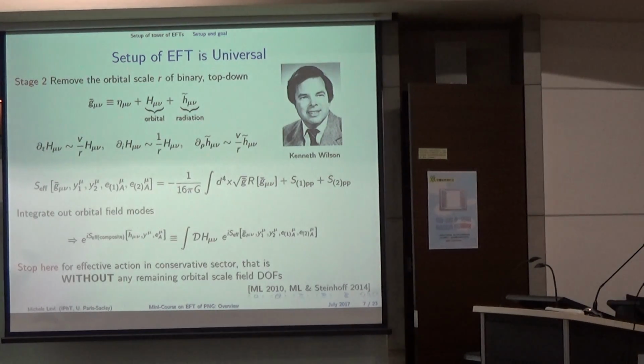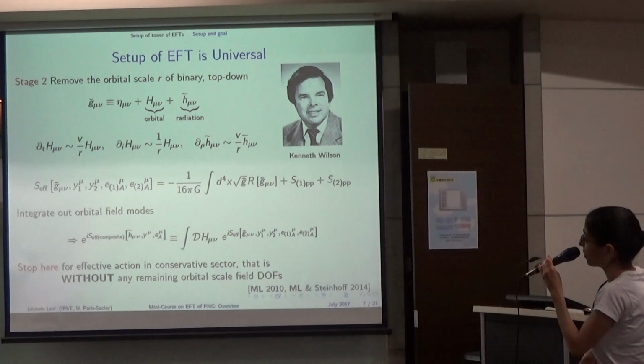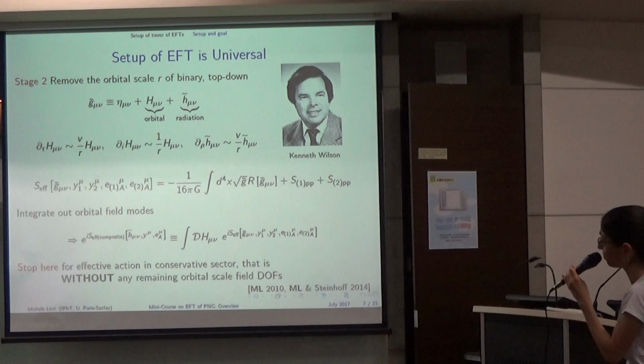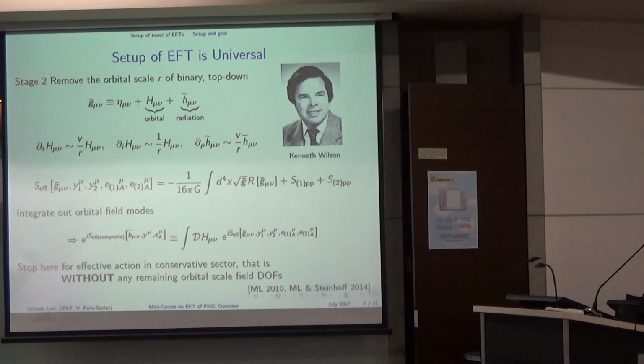At the next stage, the second stage, where we remove the orbital scale R of the binary, we will use what is usually referred to as Wilson's approach.